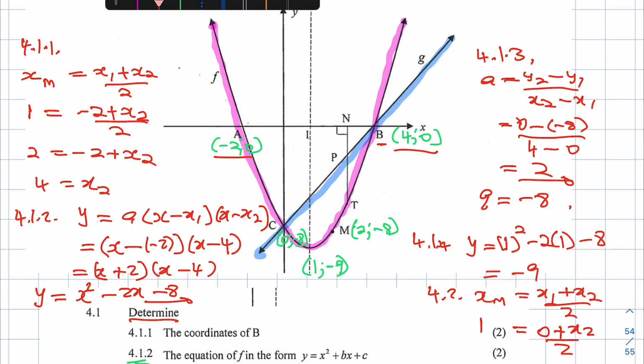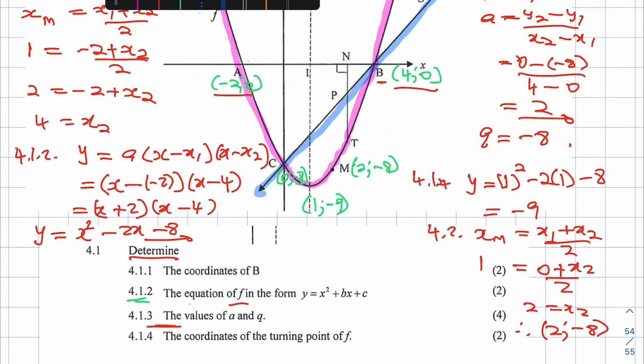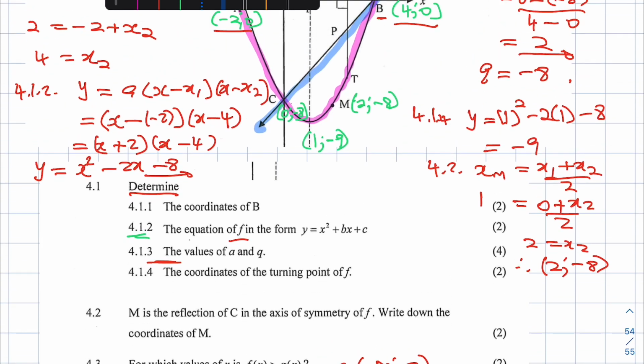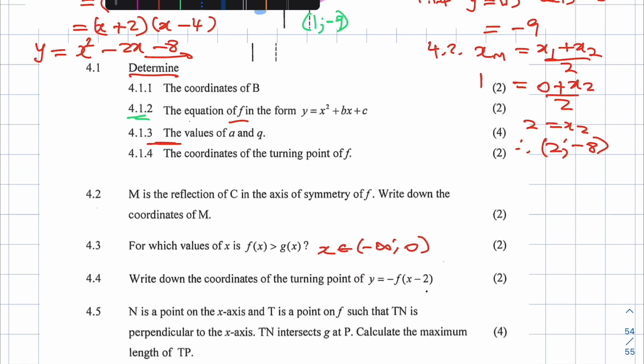And where else? From this point B, which is 4, up until infinity, we have again the pink graph above the blue graph. So you say that will be 4 to infinity. And then we are done with that question. Next question, 4.4. Write down the coordinates of the turning point of this.